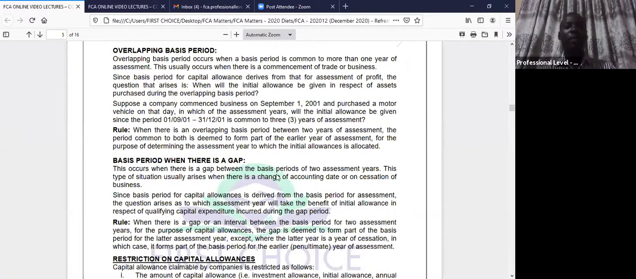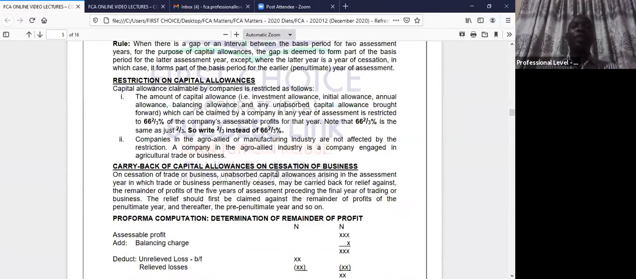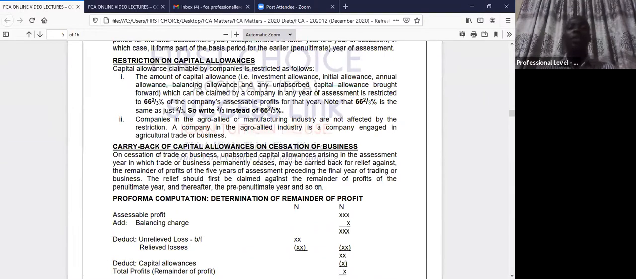Now let's look at restriction on capital allowance. What are the restrictions on capital allowance? I've mentioned this at the beginning, that normally it is 2/3 of accessible profit. What it means is that if you have accessible profit, the law says take 2/3 and use that part to claim your capital allowance. We can take our tax from the remaining 1/3. So I would like you to write it as 2/3, please. And forget about using 66 2/3 percent.